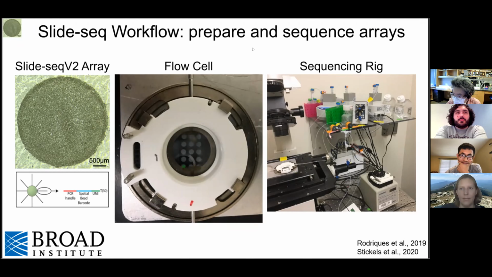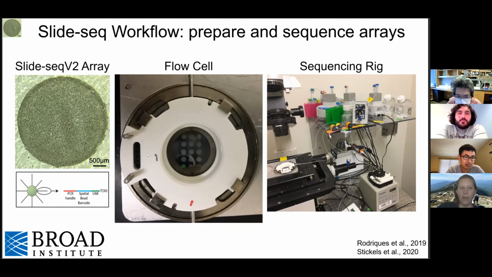Yeah, no problem, happy to. I have less in-depth slides, but I'll go through how the method works. The first step is to have a Slide-seq array, shown here on the left. Arrays are made on a glass coverslip with liquid tape, onto which you centrifuge the beads, and that's how they stick. The beads have a PCR handle, a spatial bead barcode, a UMI, and then a poly-T, which binds to polyadenylated RNA. Sequencing these barcodes on each of the beads is what gives us the spatial locations.